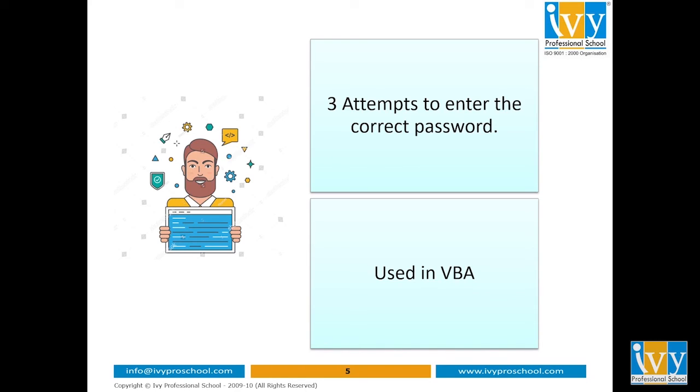Now the question is, where exactly are we going to use these loops? A practical example could be when a user gets only 3 attempts to enter the correct password. Otherwise, the system locks itself after the 3 incorrect attempts. Loops are also used extensively in VBA, which is another very interesting fact to note.